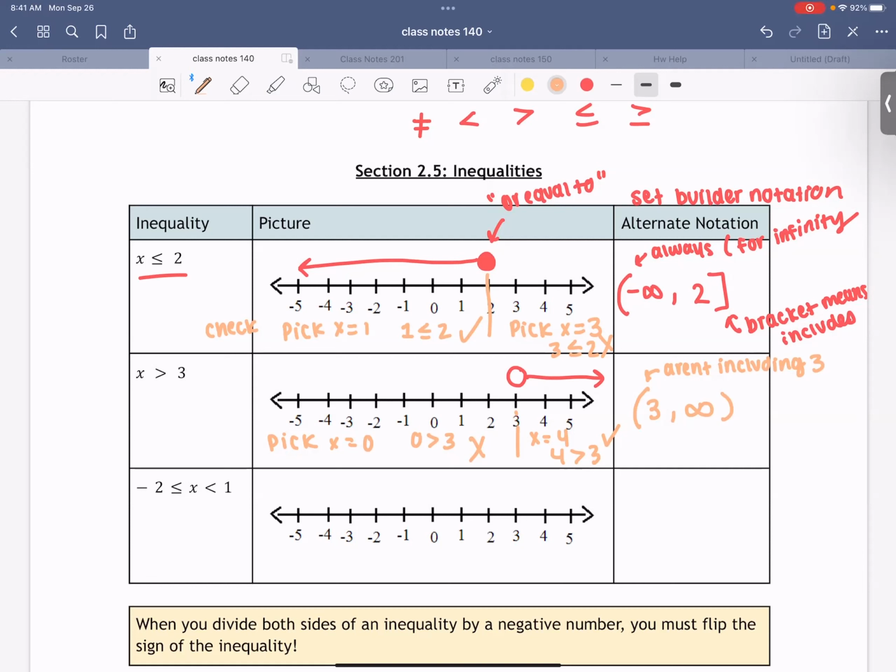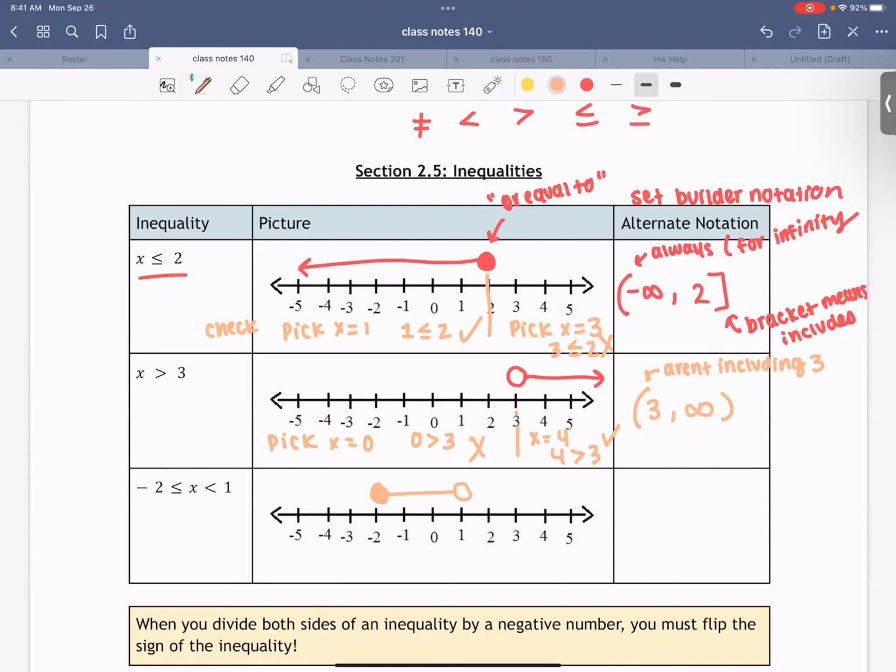We have -2 is less than or equal to x, which is less than 1. We have 2 numbers here. It looks like x is sandwiched between them. Let me just draw my 2 circles here. We got -2 and 1. Which one am I filling in? -2, good. And where's my line going to go? Between the 2, good, because x is sandwiched between them.